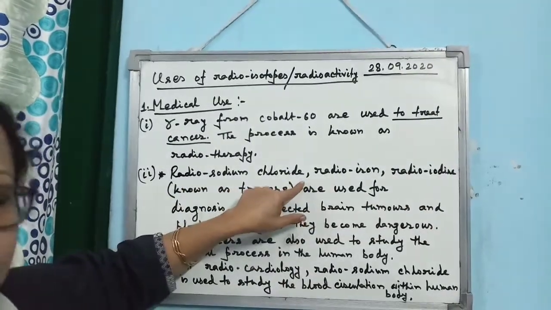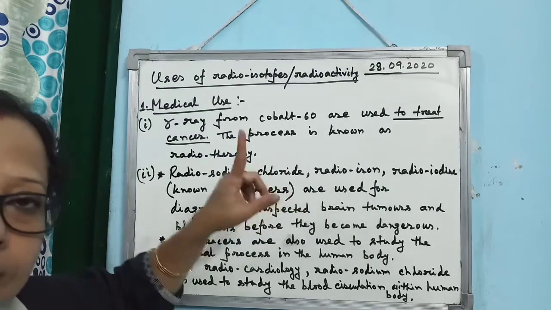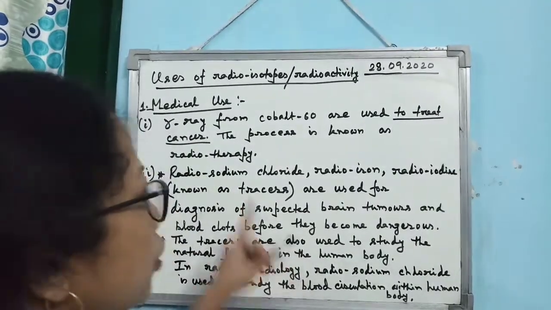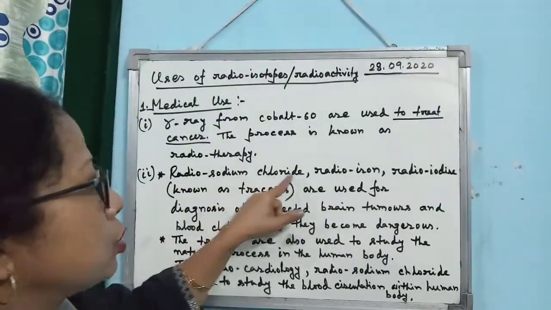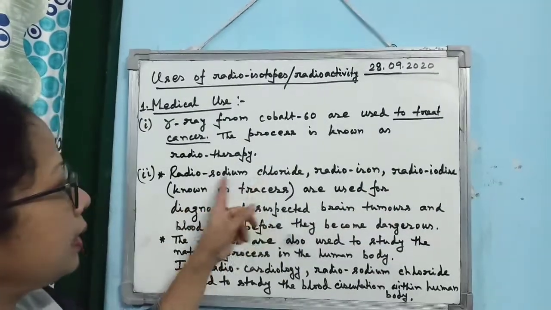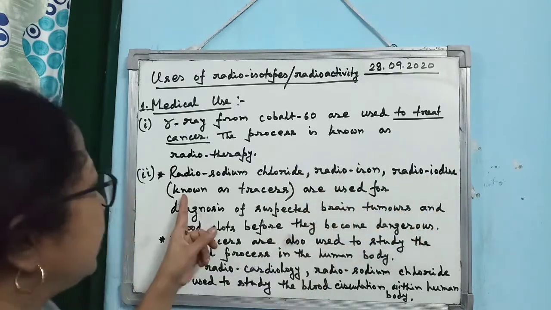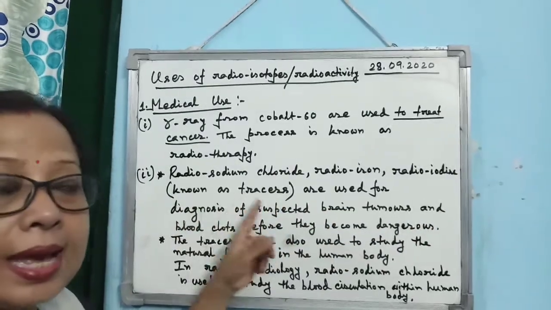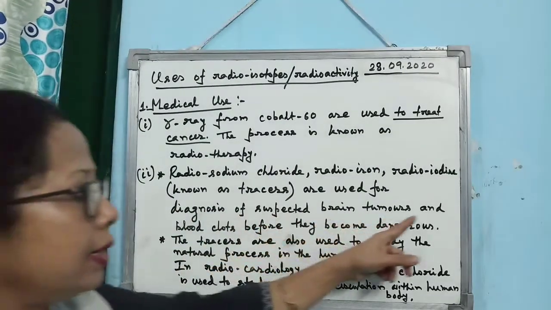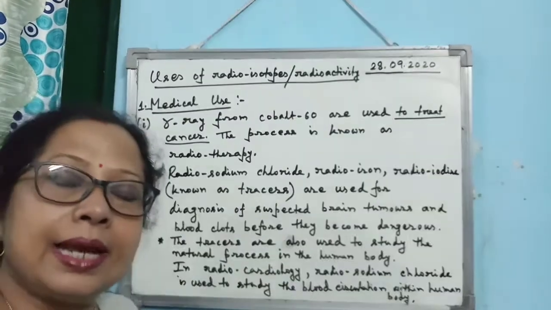Radio sodium chloride: common salt is made up of sodium chloride, but when the radioisotope of sodium is used, it is known as radio sodium chloride. Radio iron, radio iodine: radio sodium chloride, radio iron and radio iodine are known as tracers. They are used for diagnosis of suspected brain tumors and blood clots before they become dangerous.